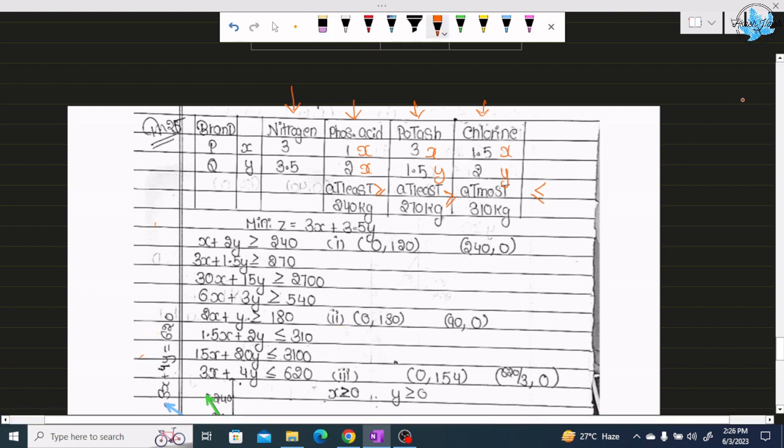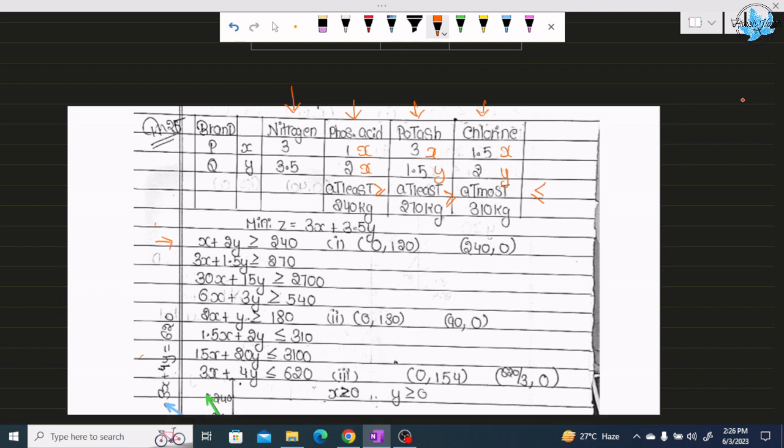Now to draw the graph of these equations, find the coordinates. So this is your first equation. First consider x to be 0. You will get y equals 240 upon 2. Now again consider y to be 0.